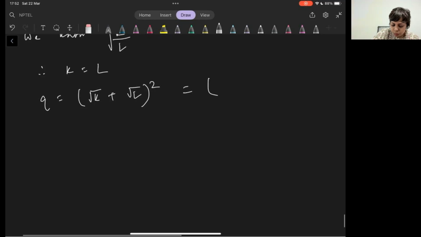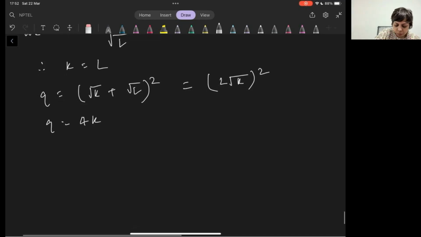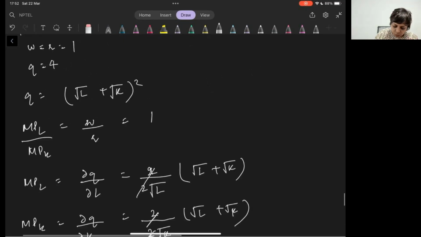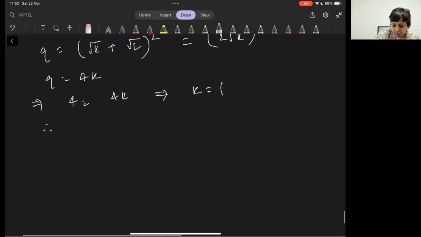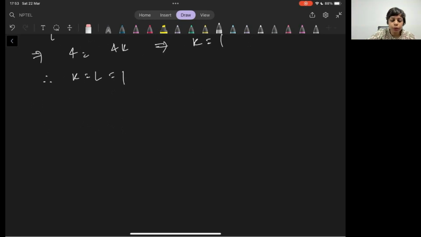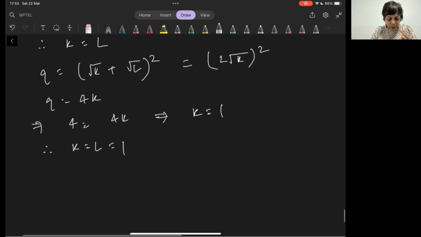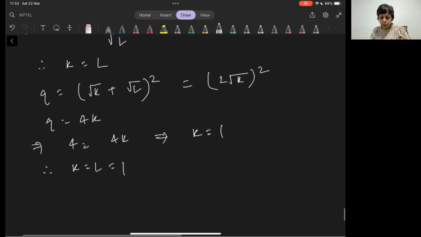So this is 2 root K whole square. Just take square of the whole thing, 4K. Q is given as what? Q is given as 4, right? Therefore, 4 is equal to 4K implies K is equal to 1. And since K is equal to L, K is equal to L is equal to 1. So you get the answer that K is equal to L is equal to 1. This is the answer. So in this case, the question is very simple with the values that we have taken of Q and L and K.